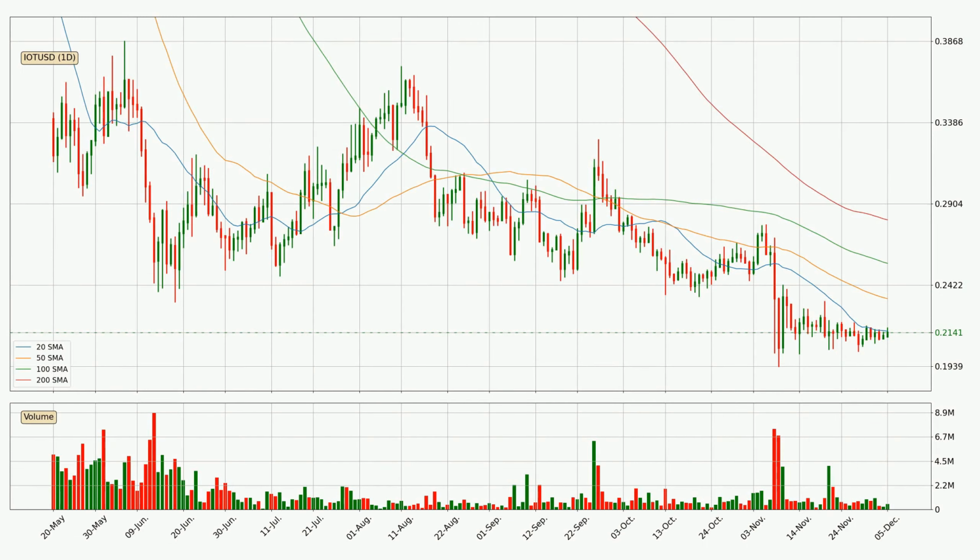Moving to the daily simple moving averages, the current price is below all simple moving averages for this time interval, which looks bearish, and it is to watch if the closest SMA, the 20 SMA, will play as resistance, or the price will break it to the upside above the current price of around 21.5 cents.